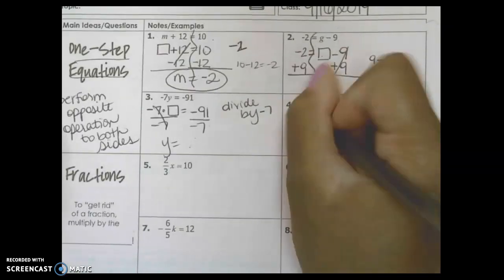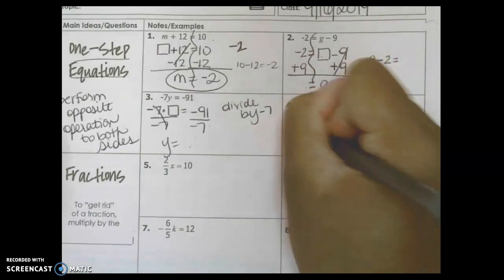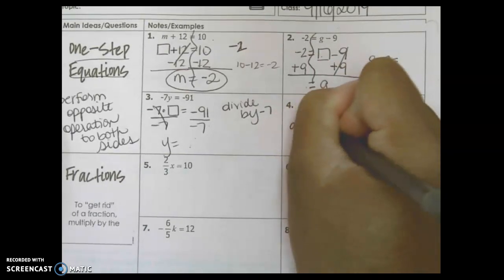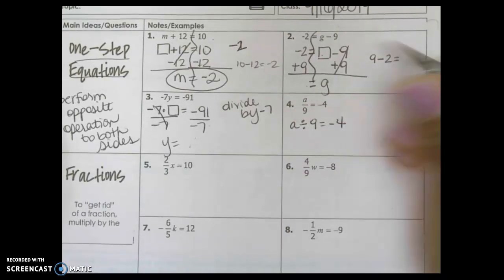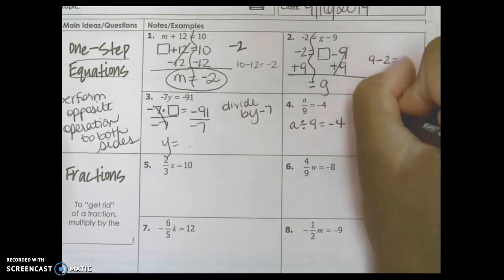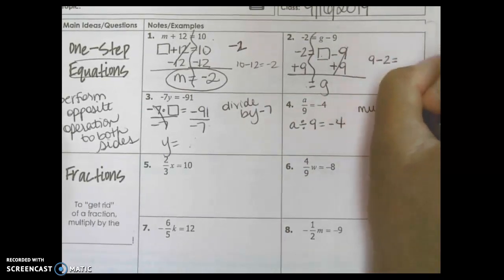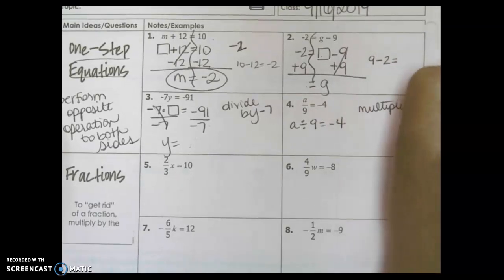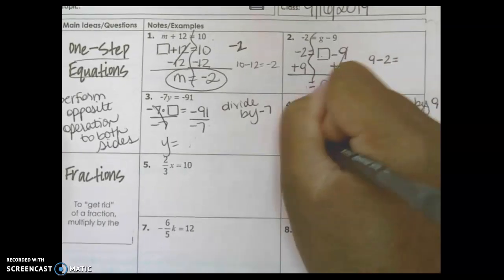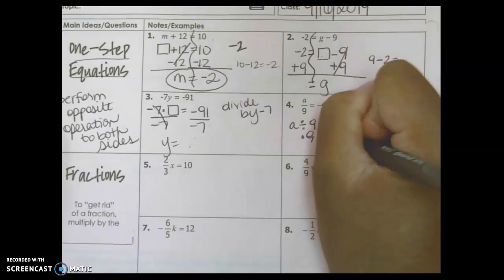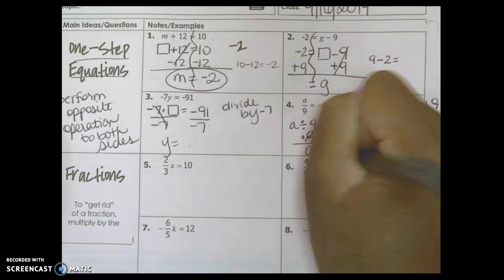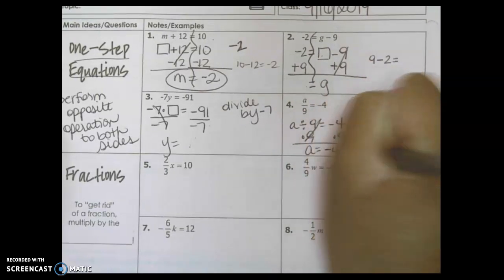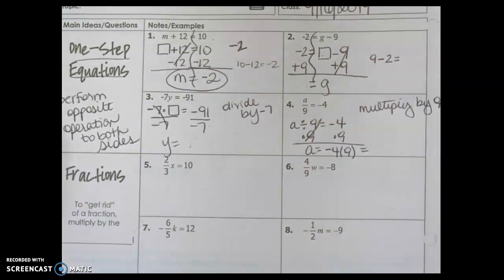Over here, this is a divided by 9 equals -4. So the opposite of divided by 9 is multiplication by 9 on both sides. So times 9 and times 9. You cancel out. A equals -4 times 9, and you need an answer for that.